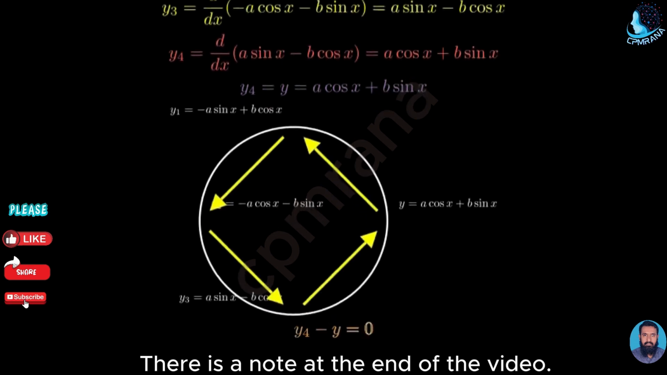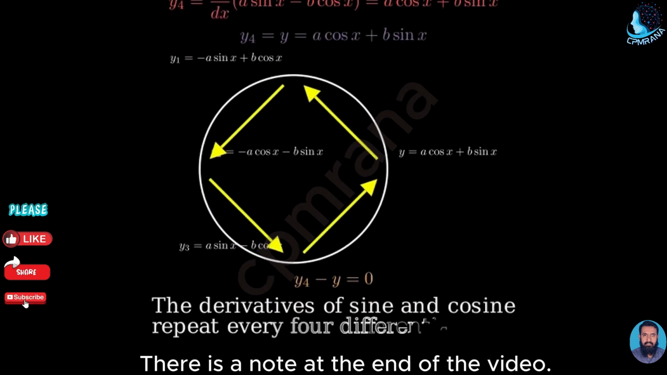Therefore, we can conclude that y sub 4 minus y equals 0, proving that the fourth derivative equals the original function. This is a fascinating property of sine and cosine functions that demonstrates their cyclic nature in calculus.